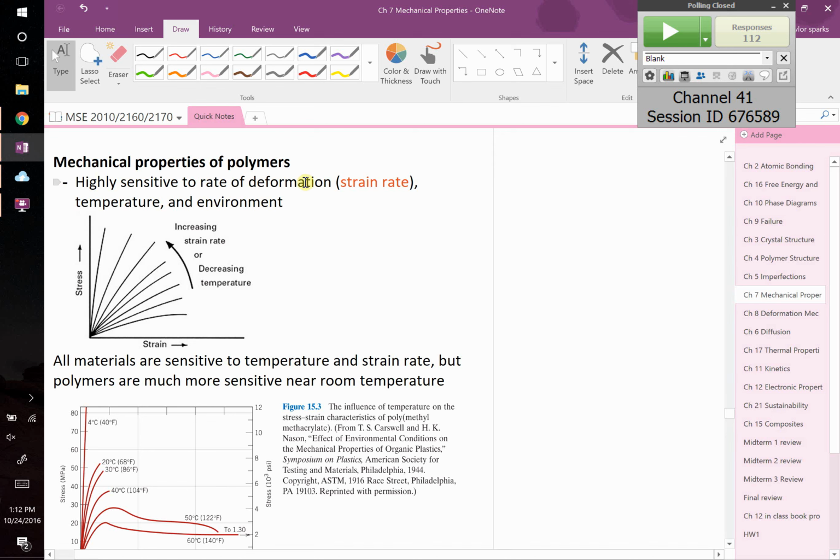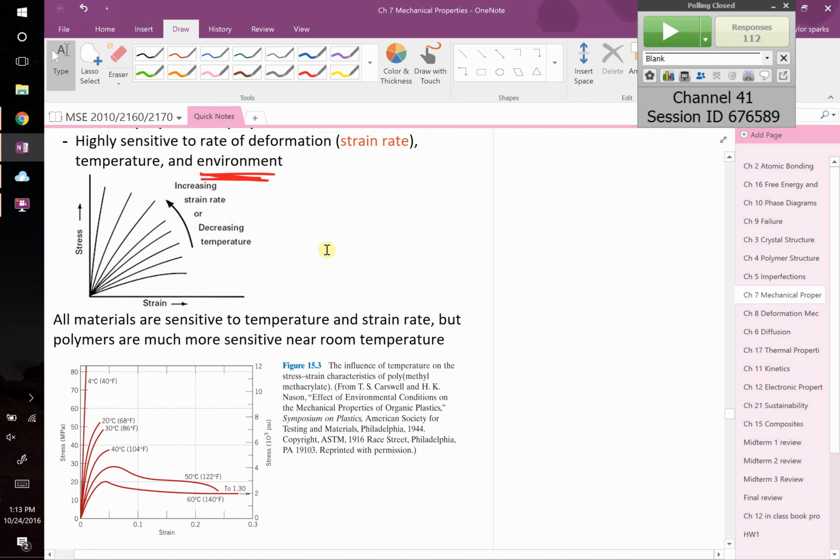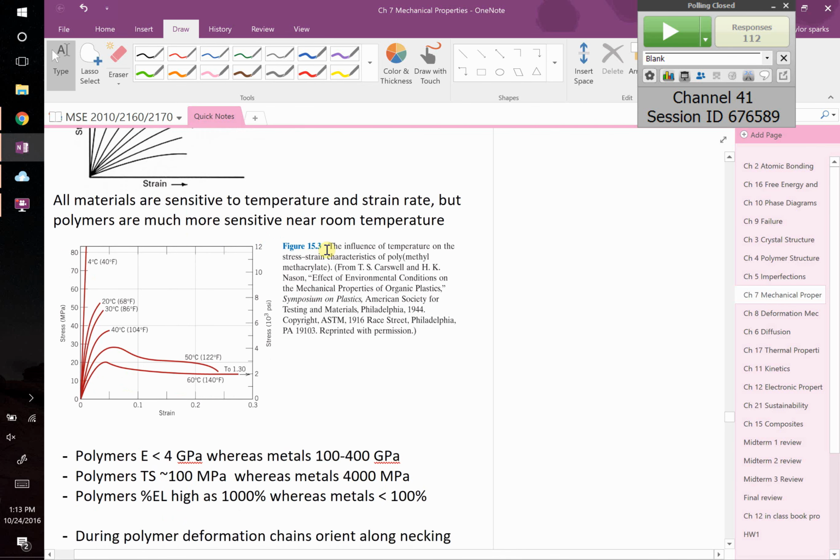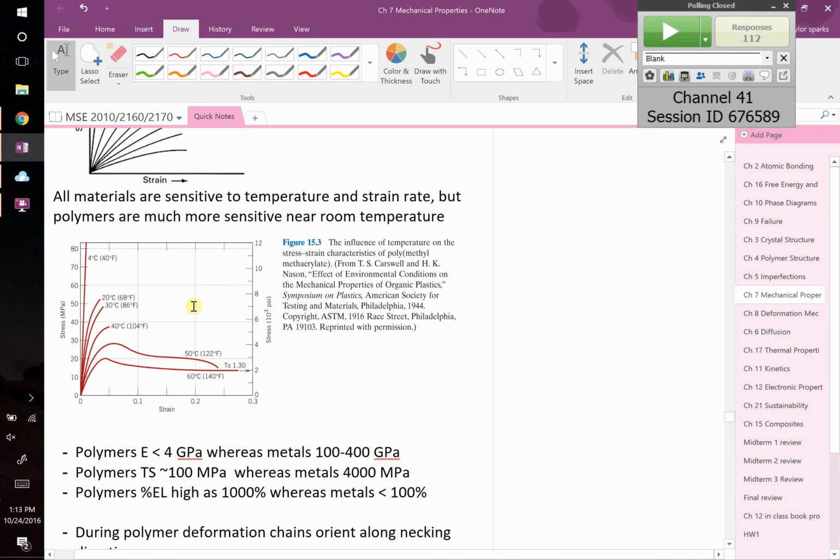So temperature and strain rate are two very important variables, but there's another one: environment. You could have something that's corroding or oxidizing it, and all these things will influence your mechanical properties. You could go from a material that you expect to be ductile, and all of a sudden it behaves in a brittle way, or vice versa. And it's pretty dramatic. This is for PMMA, which is commonly used in dental ceramics. It's like a bonding adhesive. PMMA is a type of polymer.